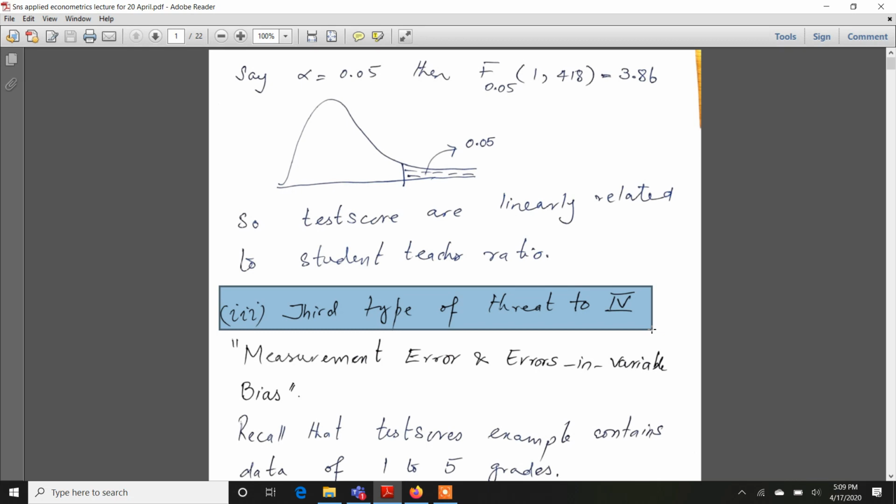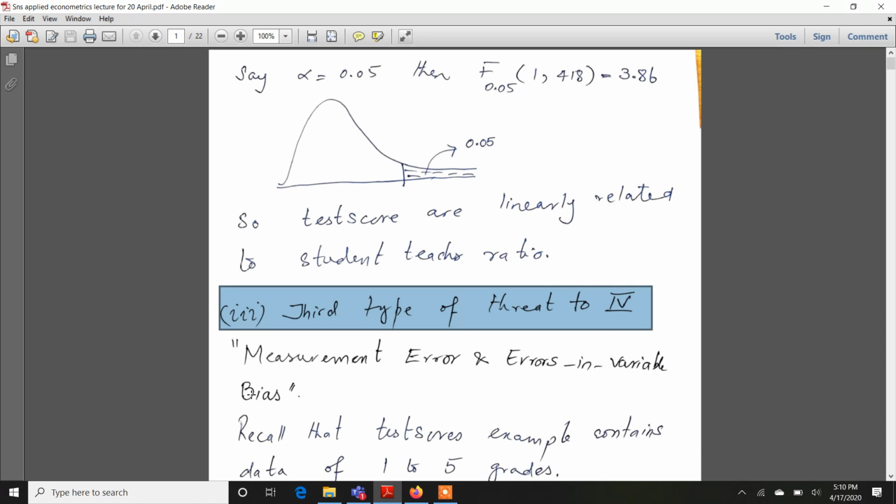So what do we mean by a threat? That means that when there are some issues in the variable or in the regression model, some of which we discussed in the last lecture and some we are going to discuss today, then the results are not consistent or reliable, or maybe the regression results are sort of questionable.